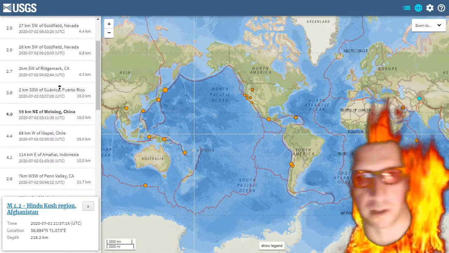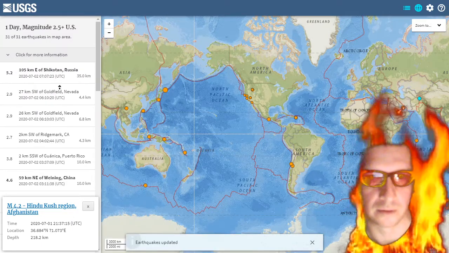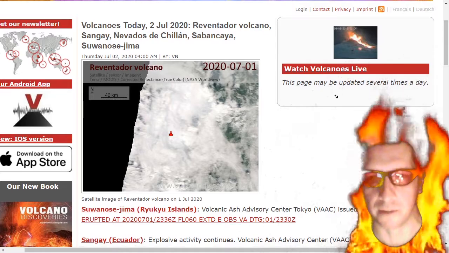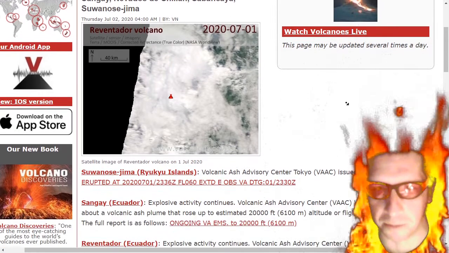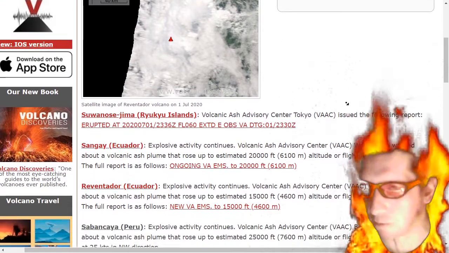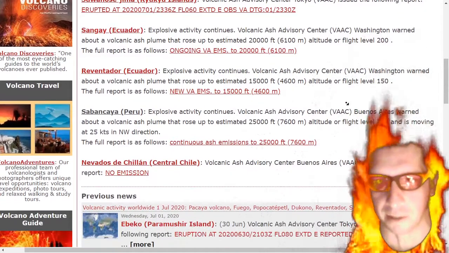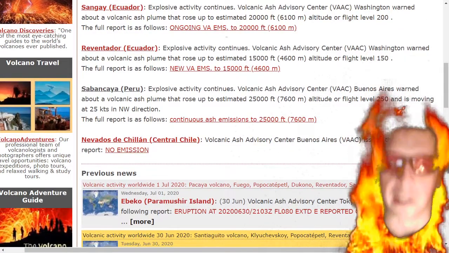And we'll just scroll up the list so you can see what's happened. Moving on to volcanoes, to see Suwanosejima back to erupting, flight level 6,000 there. Sangay exploding, flight level 20,000 there. Ravenador exploding, flight level 15,000 there. Sabancaya exploding, flight level 20,000 there.